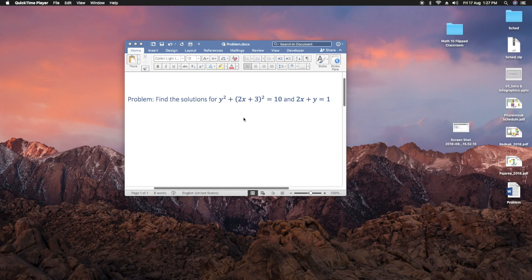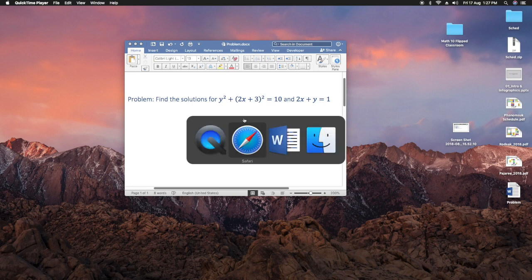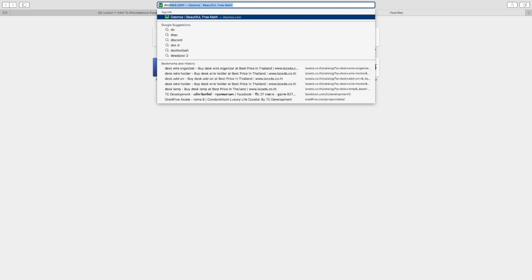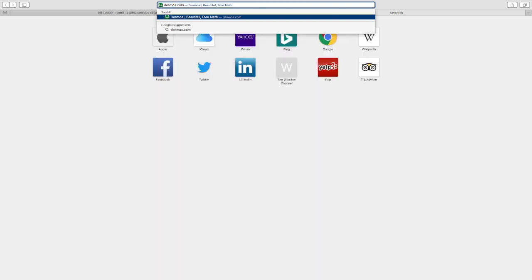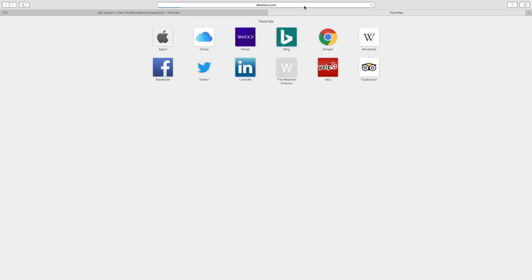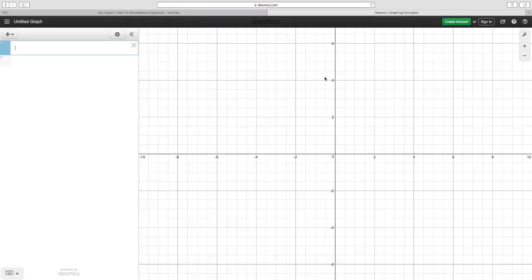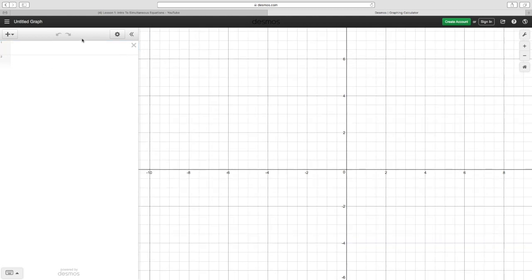So what I'm going to show you today is how to use Desmos to help us solve a question like this. So what I'm going to do is I'm going to go to this website, desmos.com, and it's basically an online graphing calculator. So the nice thing is it can graph pretty much anything you can throw at it, as long as it makes sense. And you can put multiple graphs on this online graphing calculator.